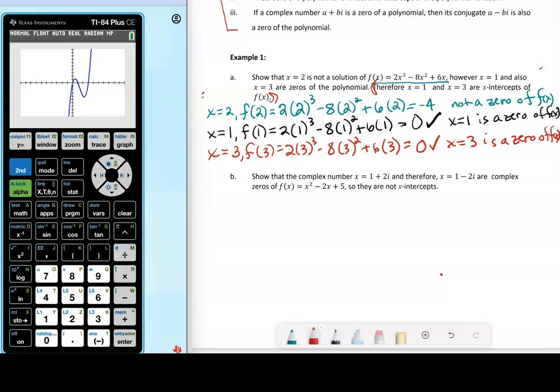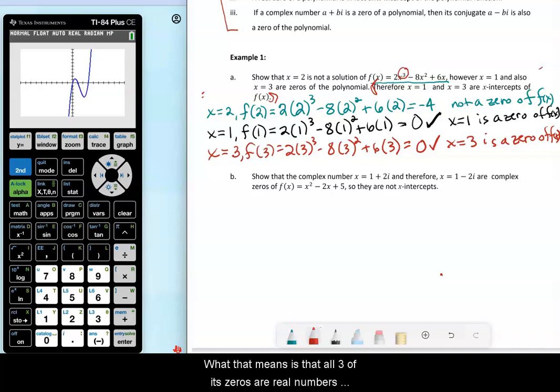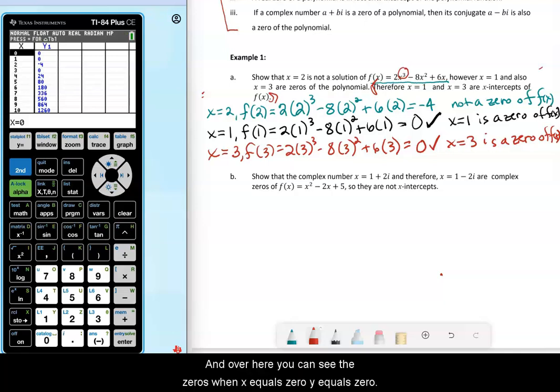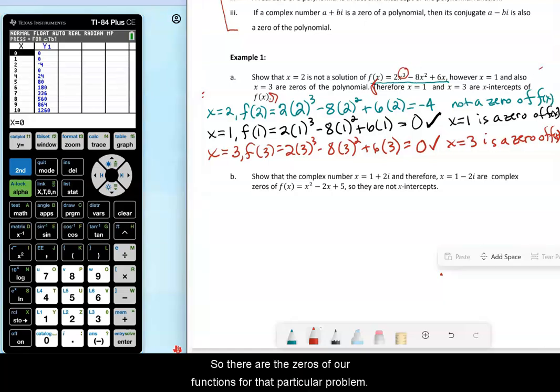Notice this function, the highest power was 3. And it happens to intersect the x-axis 1, 2, 3 times. So it has 3 x-intercepts. What that means is that all 3 of its zeros are real numbers. We don't have any of those imaginary or complex numbers happening. Now, if you wanted to verify numerically, you could go into the table. So hit second table. And over here you can see the zeros. When x equals 0, y equals 0. When x equals 1, y equals 0. When x equals 3, y equals 0. So there are the zeros of our functions for that particular problem.